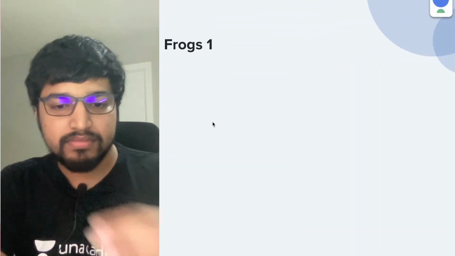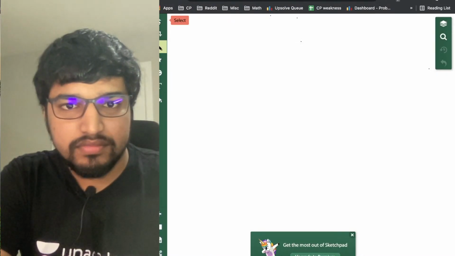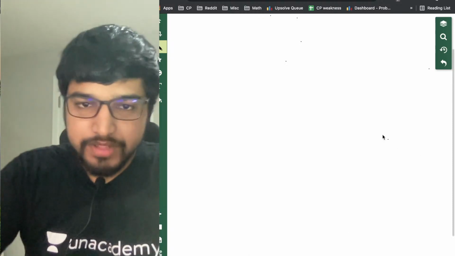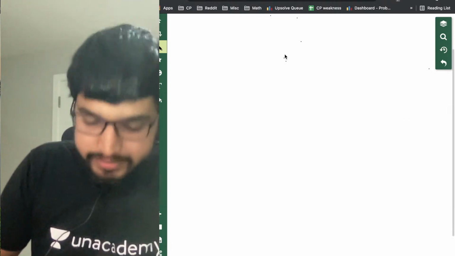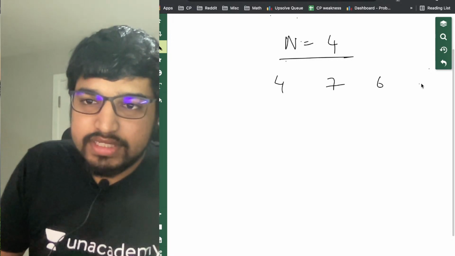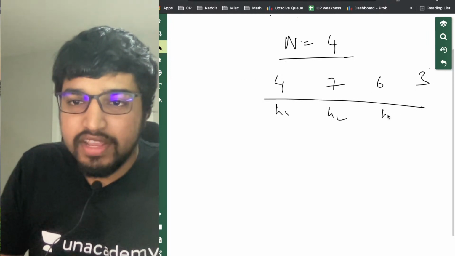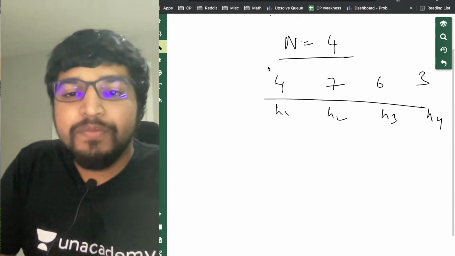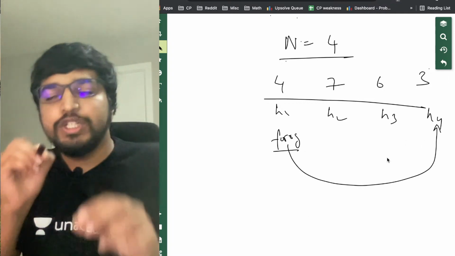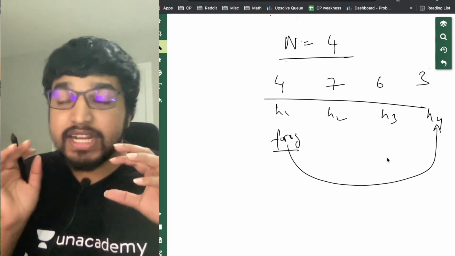I'll show it to you with another example. Let's say n equals 4 and the numbers are 4, 7, 6, 3. The heights are h1, h2, h3, h4. The frog is currently here. It wants to go till here somehow, but it can't jump directly, so it needs to follow a few steps. And by following these steps, we want to minimize the total cost.